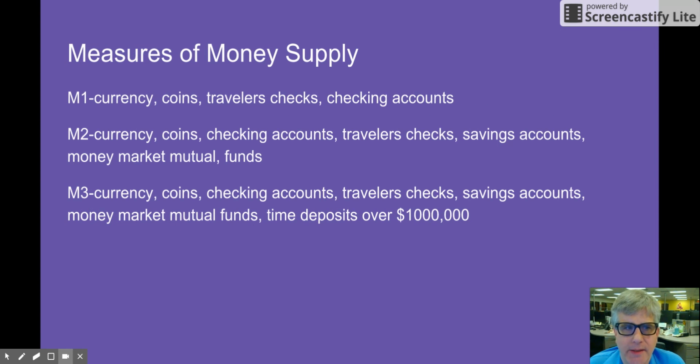There are 3 different types of money supply, and each one is getting bigger and bigger. They all have basically the same things on it. So M1 is currency, coins, travelers' checks, and checking accounts. These are balances and numbers. It's the smallest amount, about $7 trillion. M2 is currency, coins, checking accounts, travelers' checks, savings accounts, money market mutual funds. M3 is currency, coins, checking accounts, travelers' checks, savings accounts, money market mutual funds, time deposits over $100,000. Sorry about that, it should be $100,000. I'll go ahead and make corrections on that.